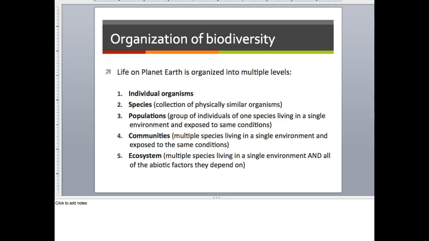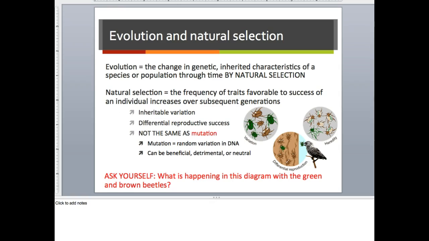Communities are multiple species. So species and populations, just one species. Communities, multiple species, but same constraints as populations, multiple species living in a single environment and exposed to the same conditions. And then, of course, an ecosystem we've defined before, that's multiple species living in a single environment, but it also includes all of the abiotic factors they depend on, like weather and climate and nutrient cycling and water availability and energy flow and all of those different things that we've already talked about.